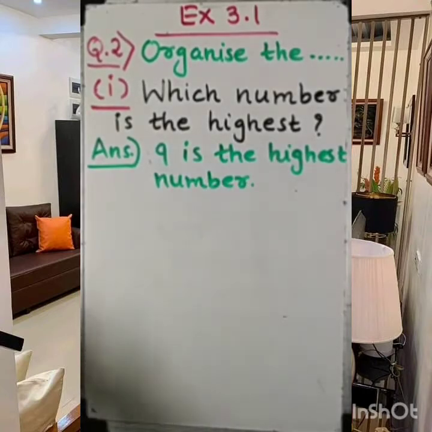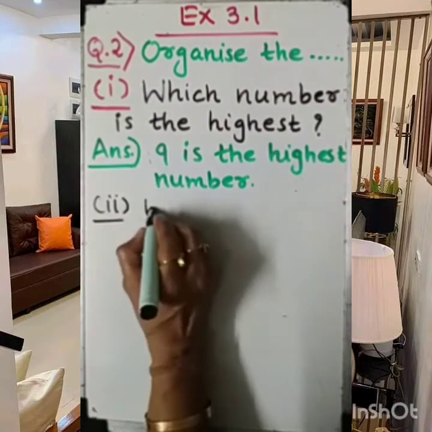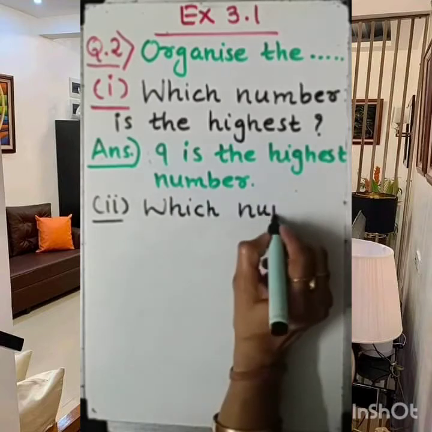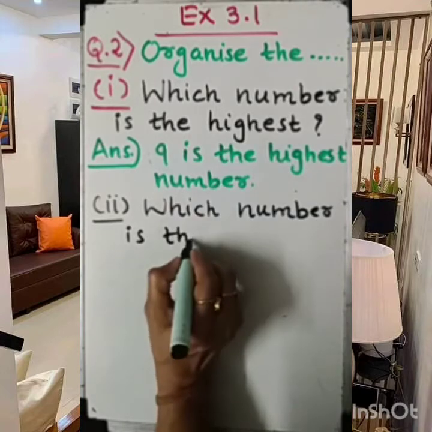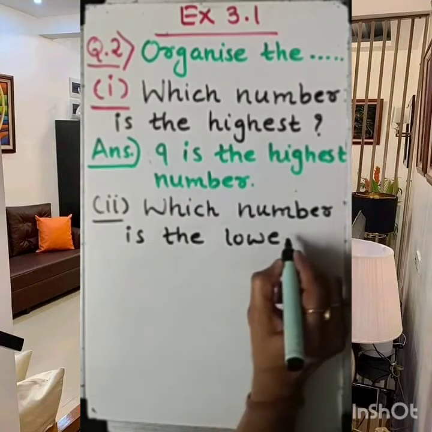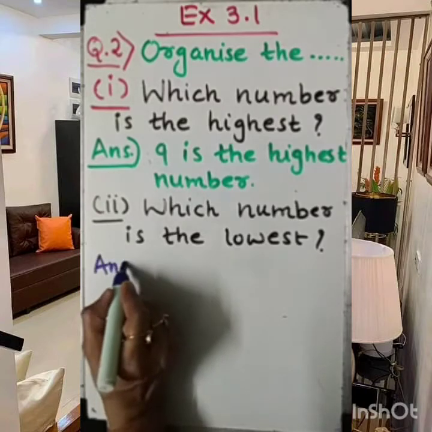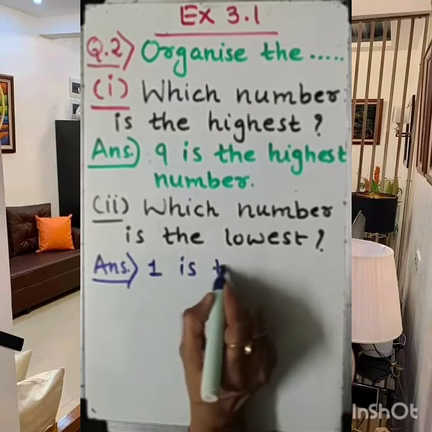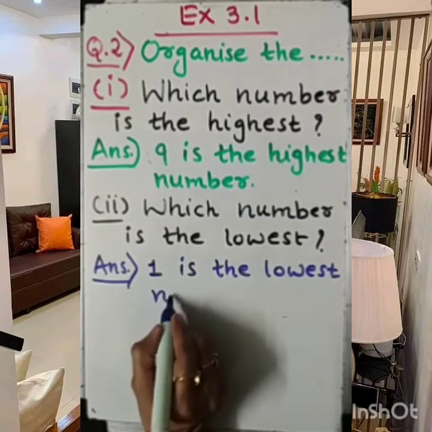Next question, that is question number 2. We are given which number is the lowest number. So if we observe among all these data, the lowest means least number is 1 in the given data. So 1 is the lowest number.